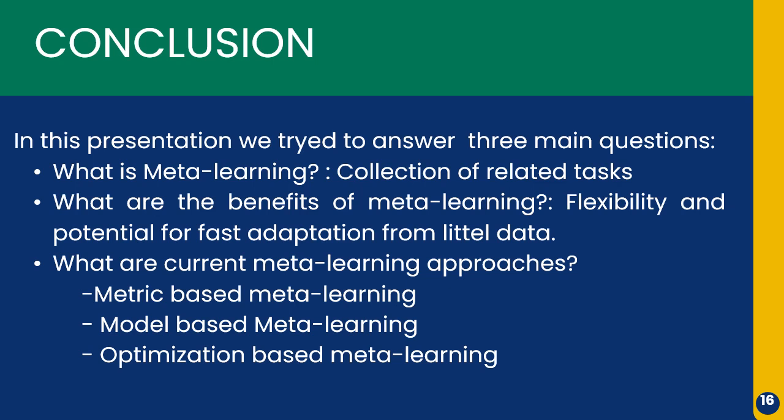Finally, the conclusion. In this presentation, we tried to answer three main questions. What is meta-learning? What are the benefits of meta-learning, and we can say that they are flexibility and potential for fast adaptation from little data. And what are current meta-learning approaches? And we discovered that there are three main current approaches: metric-based meta-learning, model-based meta-learning, and optimization-based meta-learning.